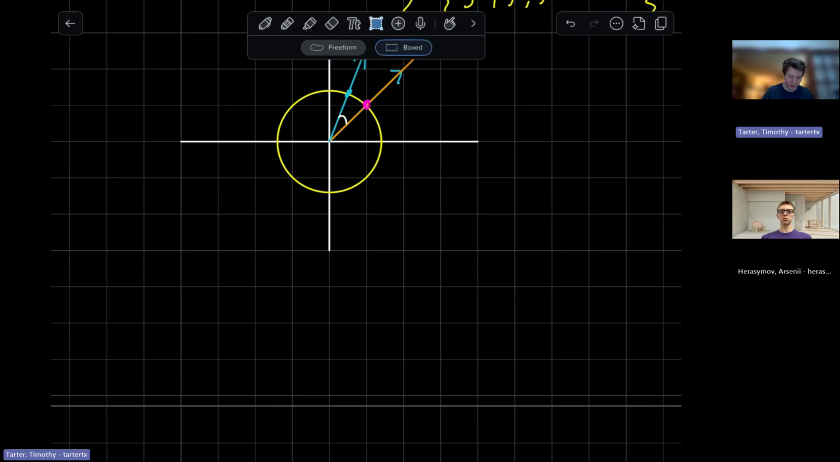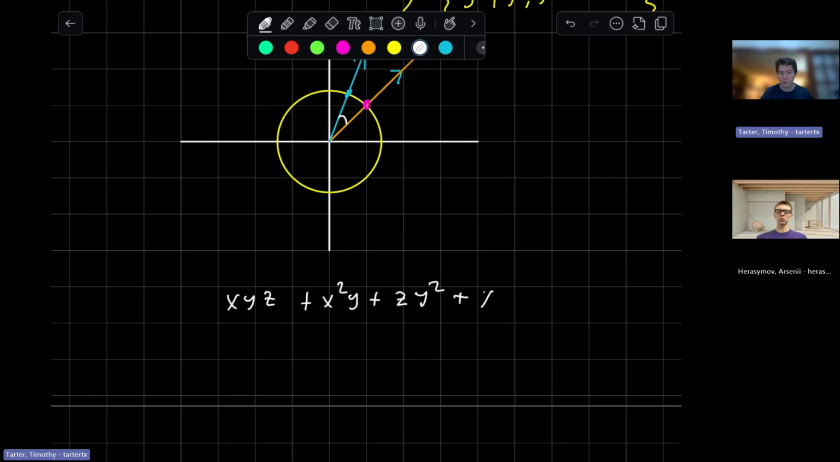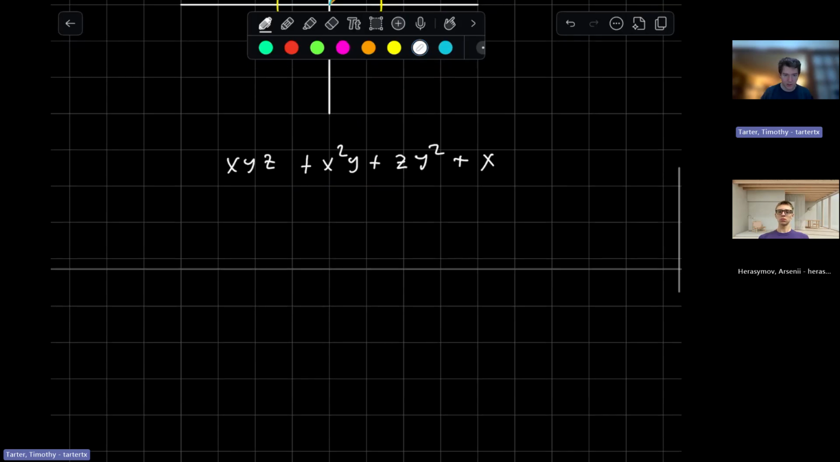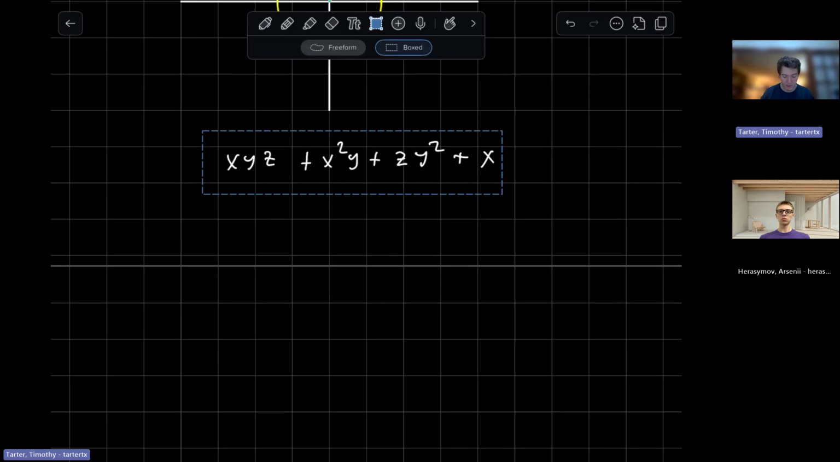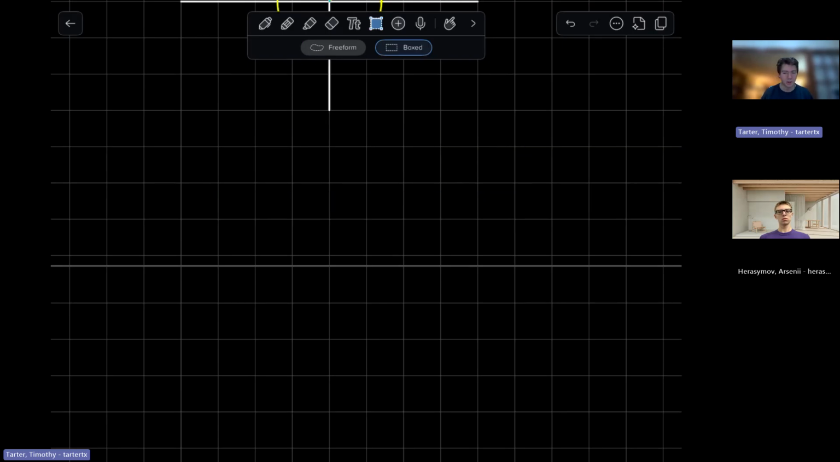So you could have like xyz plus x squared y plus zy squared is a homogeneous polynomial. But if you add in something of degree 1, it's no longer homogeneous. And so this is actually a very important thing to understand, because homogeneous polynomials have a geometric construction attached to them.